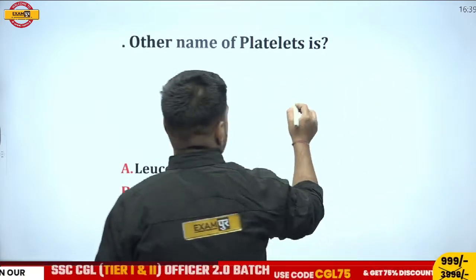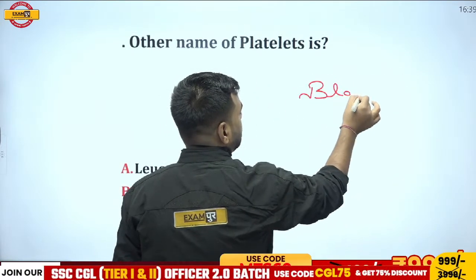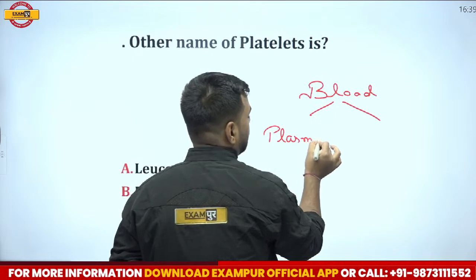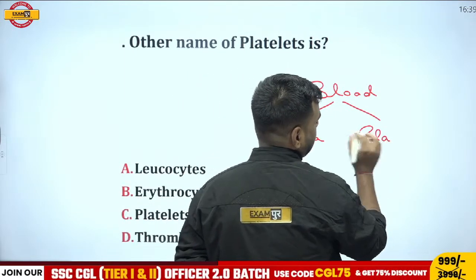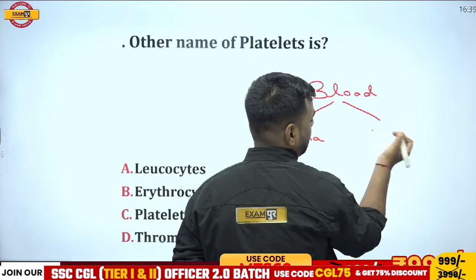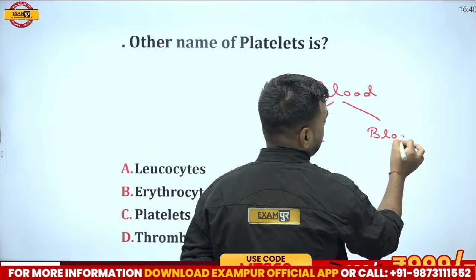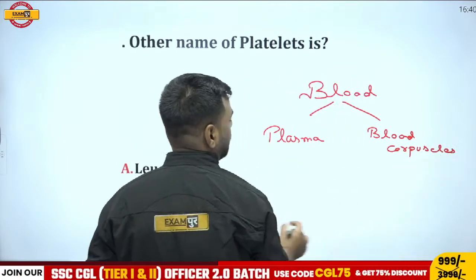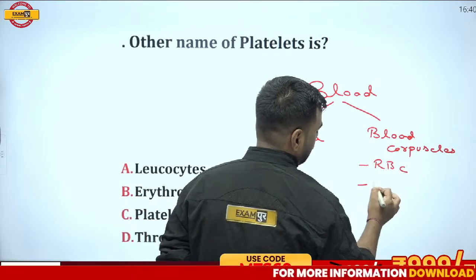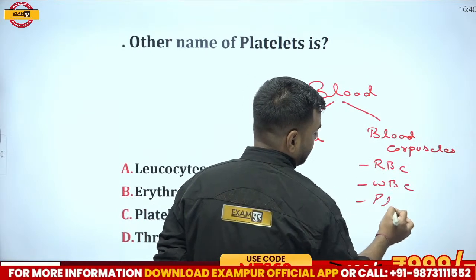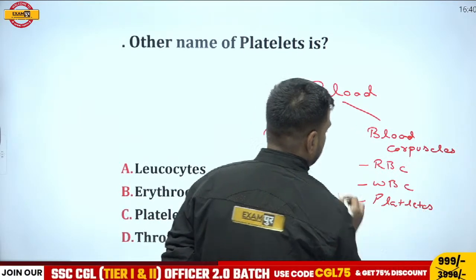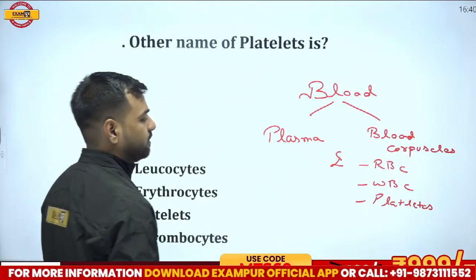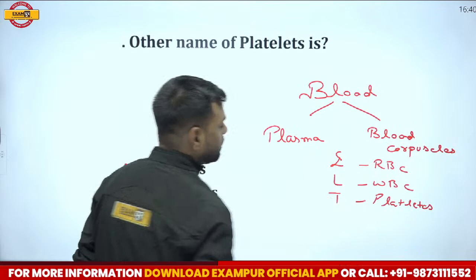But yes, it's important. So Rohit is going with A, that is leukocytes. Okay, I'll explain this part. If I'm talking about blood, blood is divided into two parts. One is plasma and another one is blood corpuscles. If I talk about blood corpuscles, we have RBC, then WBC, and then platelets. Please remember, it would be in this sequence order.